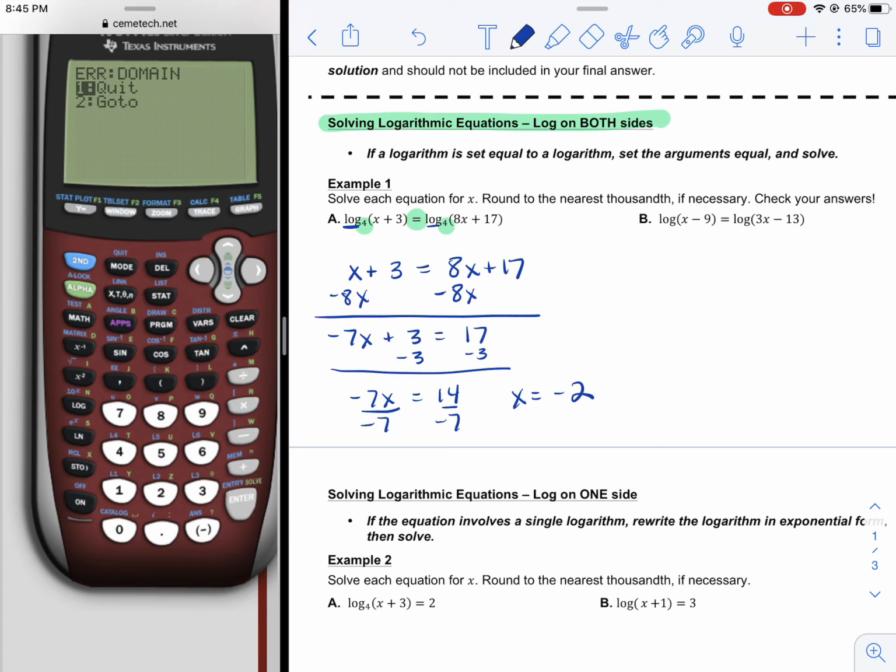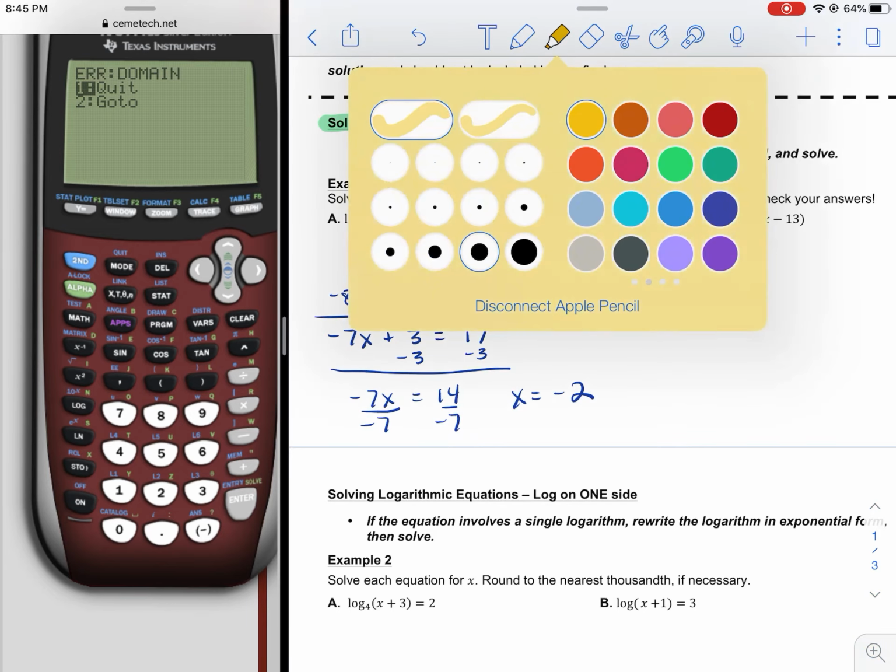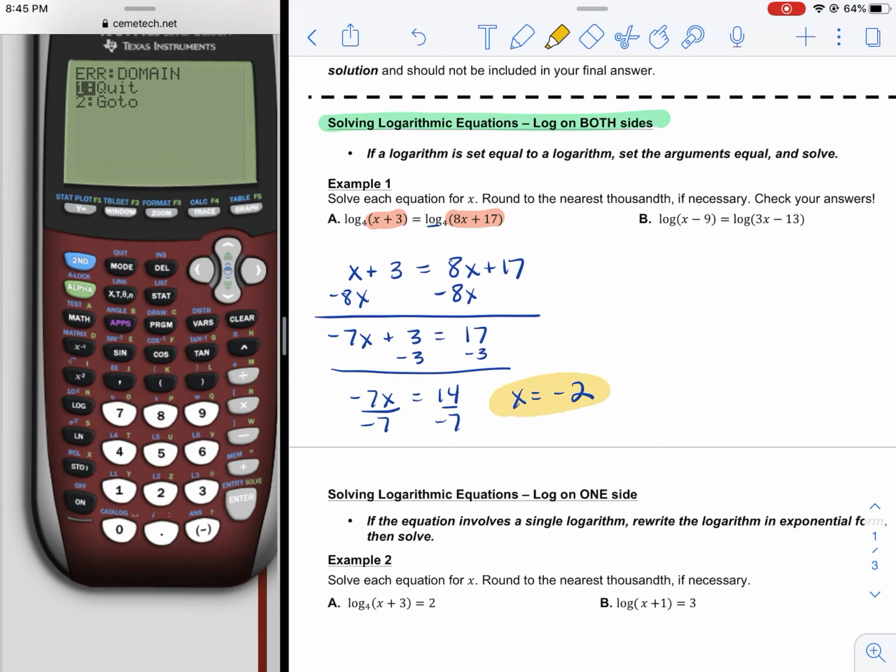Okay, now you need to check your answer to make sure that the argument is not negative. So what that means is look at this part right here, put negative 2 in for x, and make sure that you don't get a negative number. So notice on the left side, I get log base 4 of negative 2 plus 3 is 1. And so that's fine. You can take the log base 4 of 1. And then on the right side, I get log base 4 of 8 times negative 2 is negative 16, plus 17 is also 1. And so this answer does indeed work, and so I'm going to go ahead and highlight it.